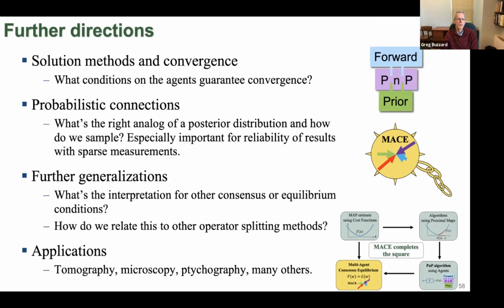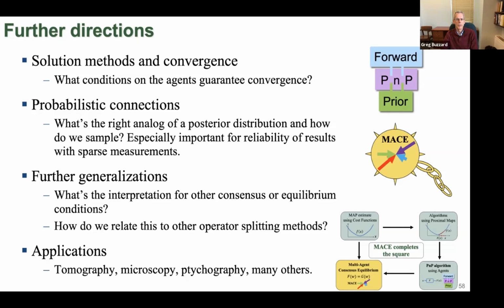There are lots of directions we can go next that we're thinking about. So there's still a lot of question about solution methods and convergence: what conditions on the agents guarantee convergence for various algorithms, what algorithms are most efficient for a given context, et cetera. There's also a lot of connections that can be made to probabilistic formulations. So, we left the Bayesian framework, and so we no longer have cost functions, we no longer have a posterior distribution, et cetera. But we still might want to think about how we can sample.